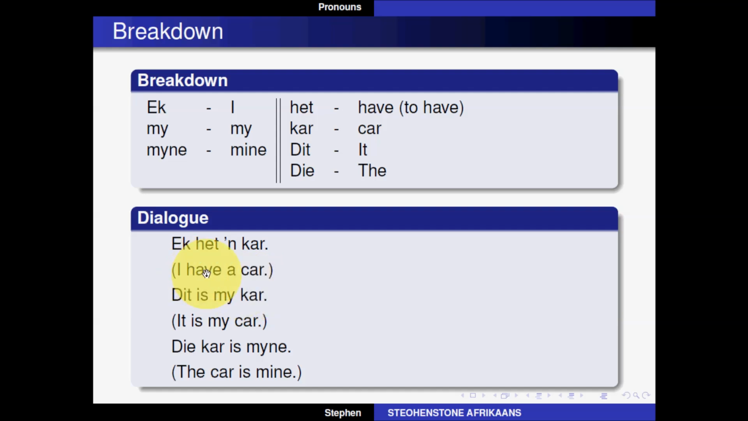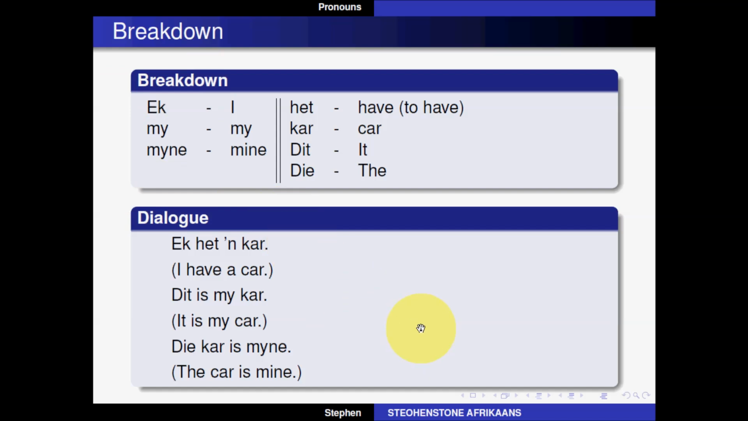So the emphasis on these lessons is on the word ek, meaning I, and how it changes as I rephrase the sentence. The sentence dit is my kar means word for word, it is my car. So ek het 'n kar, dit is my kar. Last sentence, die kar is myne. That's if I want to say the car is mine. So what we're focusing on is how the word changes: ek, my, myne. I, my, mine. And we're introducing some words like the word for car, and every time we get a new word, increasing our vocabulary as well. But the emphasis is on these pronouns.